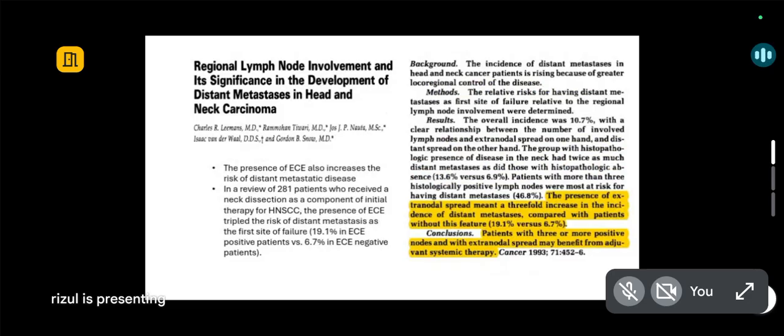Then there is another study by Lehman et al. that showed the significance of regional lymph node involvement in the development of distant metastases in head and neck cancers. Again, they showed that the presence of extranodal spread gives a three times increase in the incidence of distant metastasis compared to without extranodal extension.